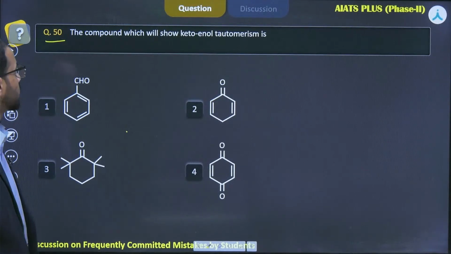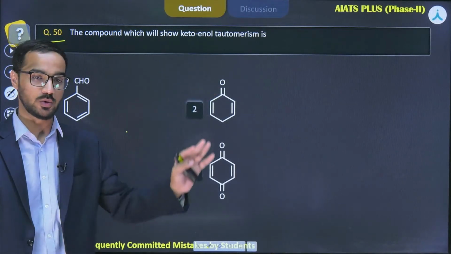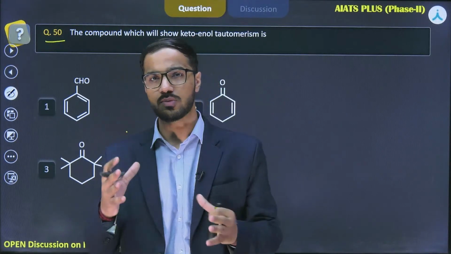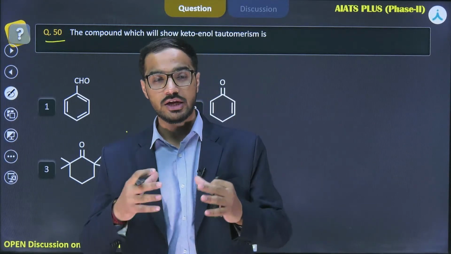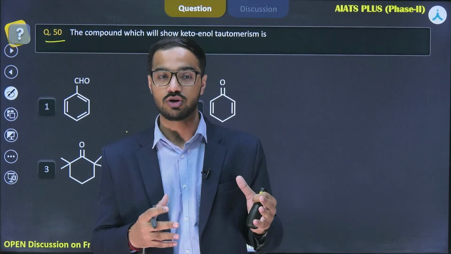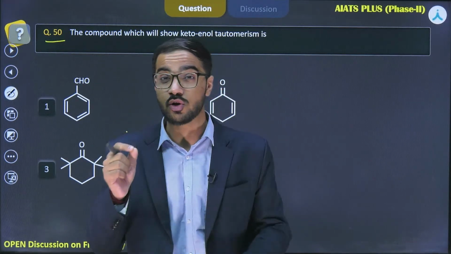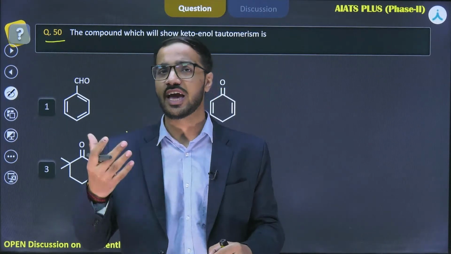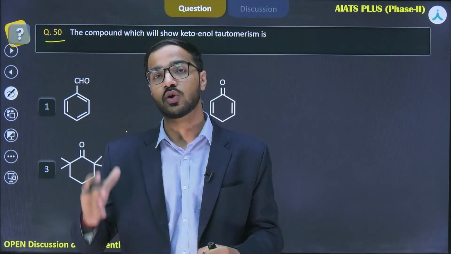Question number 50. We have the compound which will show keto-enol tautomerism. This is the simplest approach. Before going into keto-enol tautomerization, we should know what keto-enol tautomerization is, which compounds will give it, what is the difference between keto-enol tautomerization and aromatization, and can we say aromatization is a part of keto-enol tautomerization? These are all the points we are going to discuss.